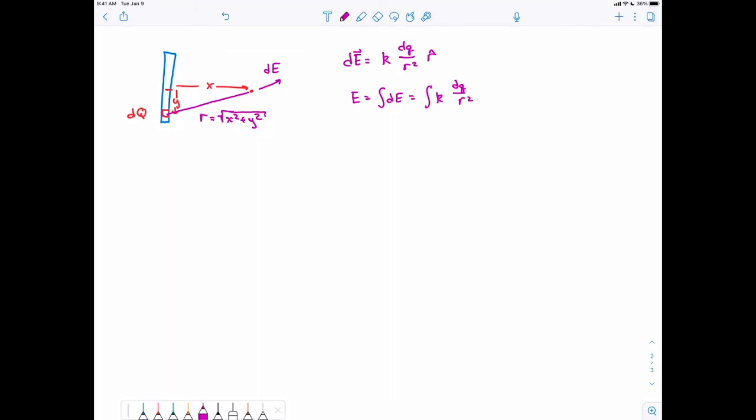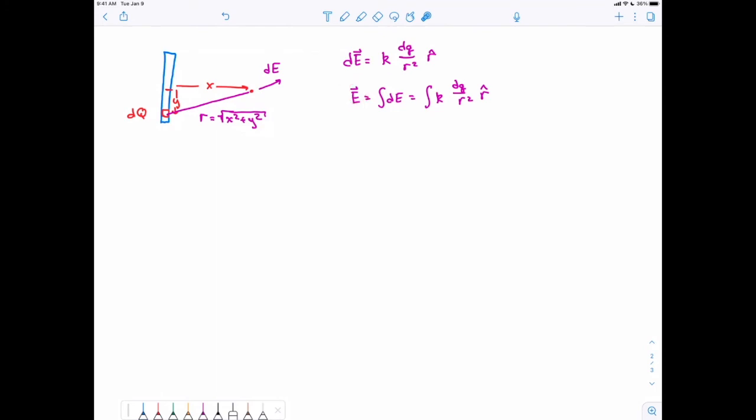So let me add in a few little details here, my vector notation to tell me direction. I'm going to have to add up a bunch of different vectors, right? As I move this little chunk dq up and down the rod, I'm going to go all the way from minus a to plus a, and at each point, this dE is going to point in a different direction. So let me see if I can use the symmetry to make an argument about what direction the total electric field has to point.